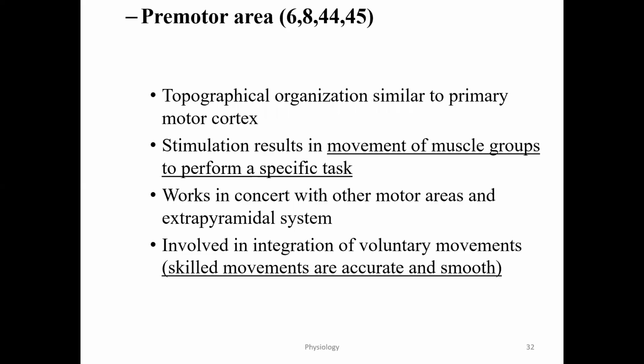Then second is the premotor area, areas number 6, 8, 44, and 45. Again, the topographical representation is upside down. And what are the main functions? Movements of the muscle groups to perform a specific task, either the flexor group of muscles or the extensor group of muscles. This is done by the premotor cortex area.